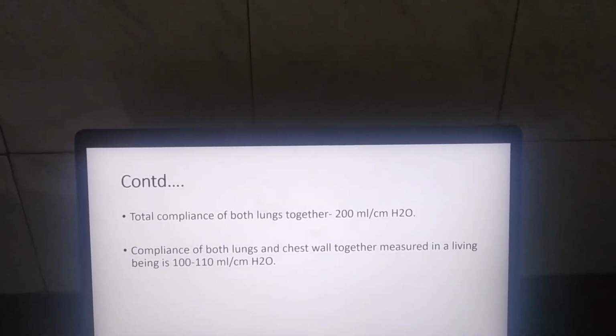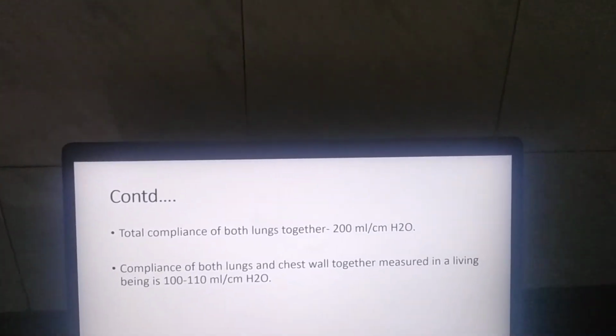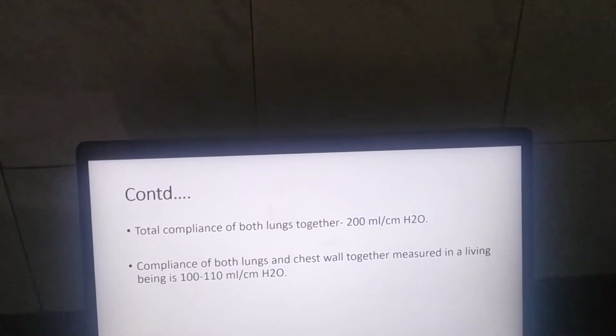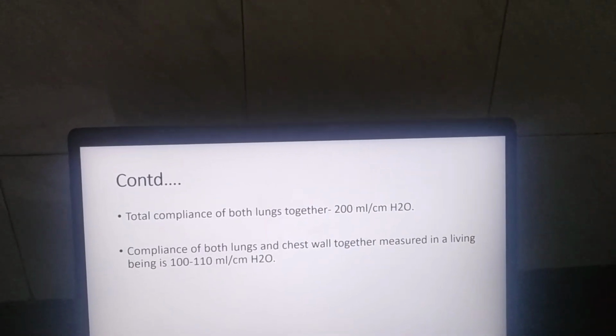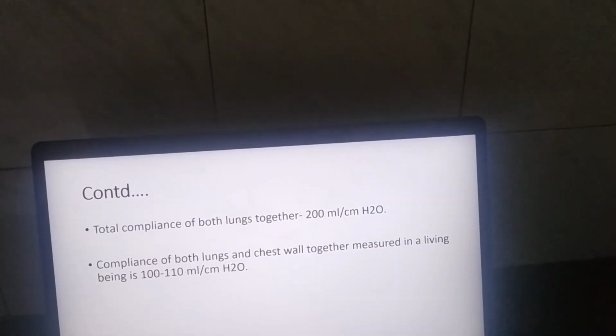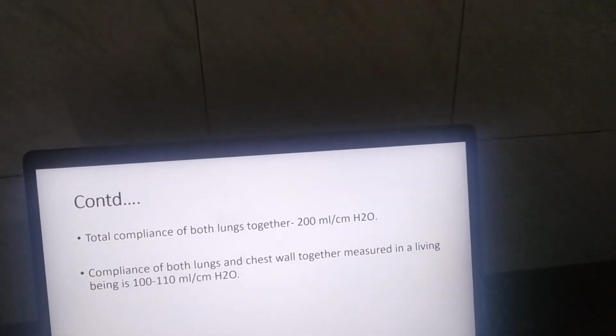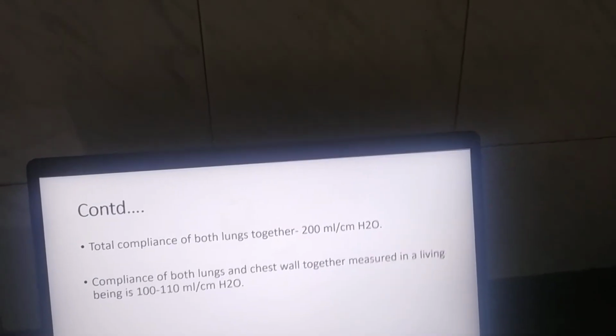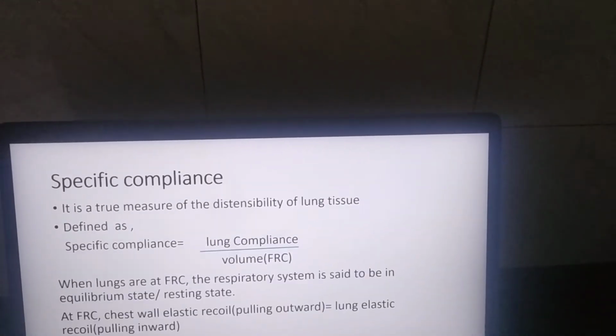So remember, when we consider compliance of lung alone, compliance is 200 ml per centimeter of water, and if we consider both lung plus chest wall combined system, the compliance will be 110 ml per centimeter of water.